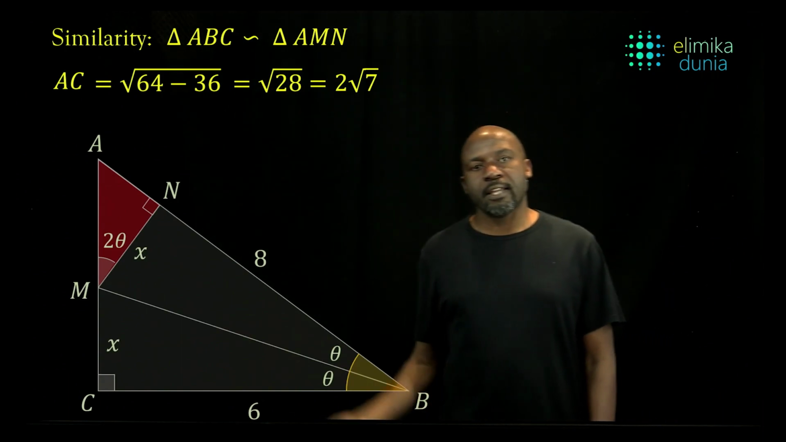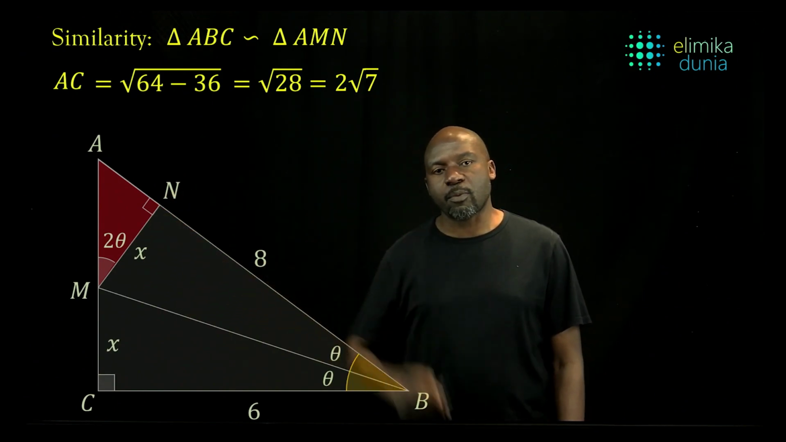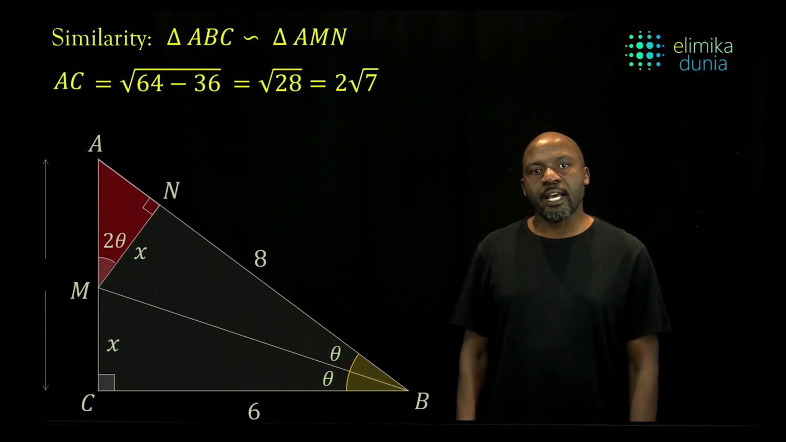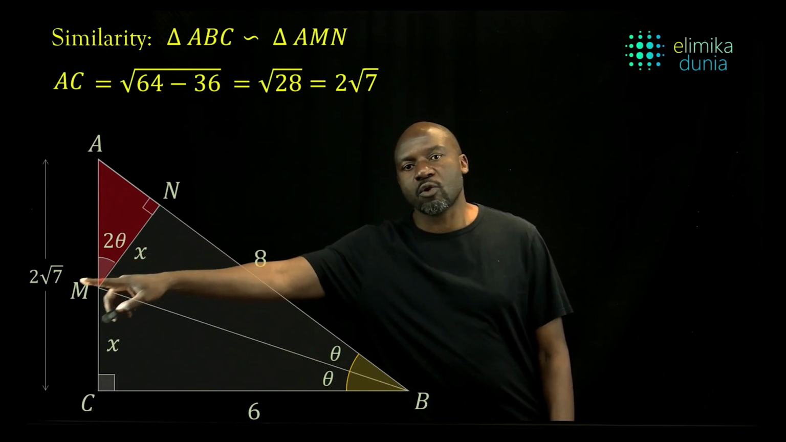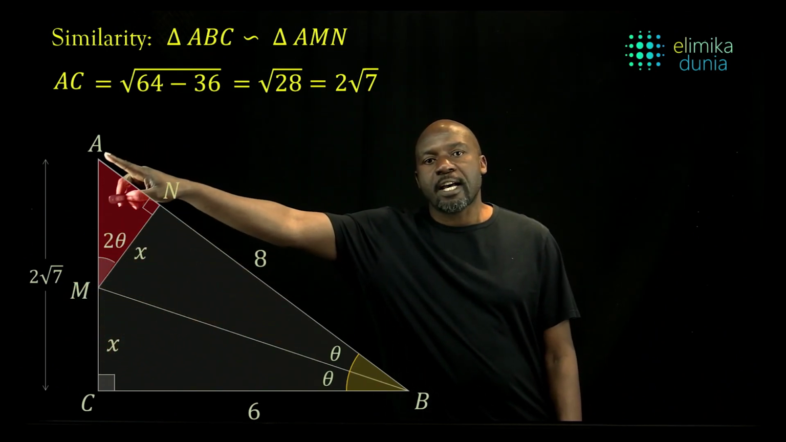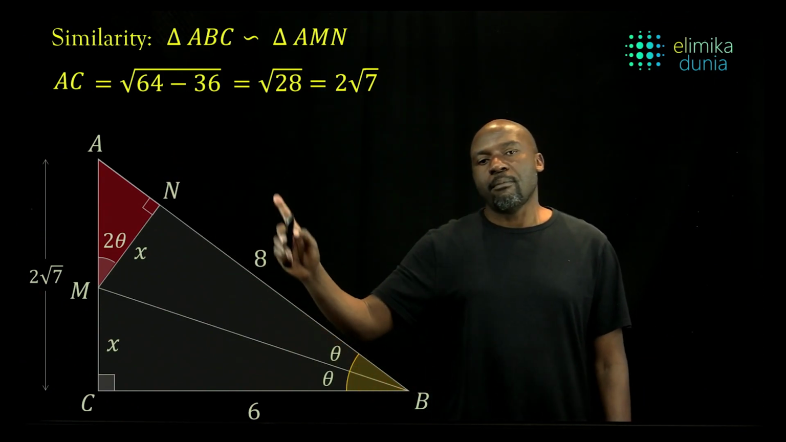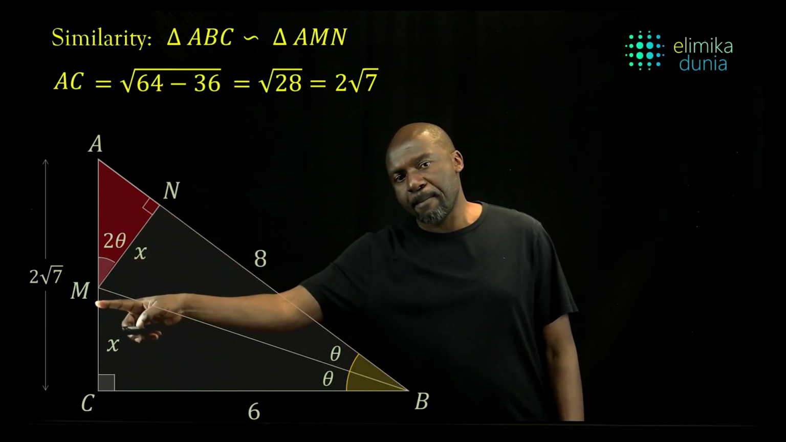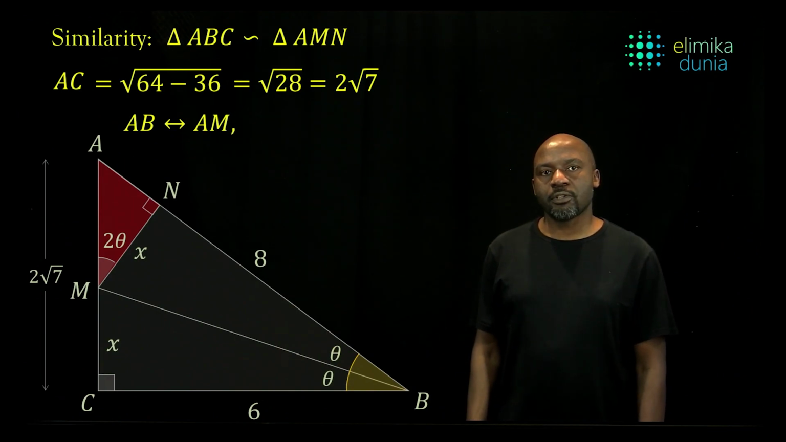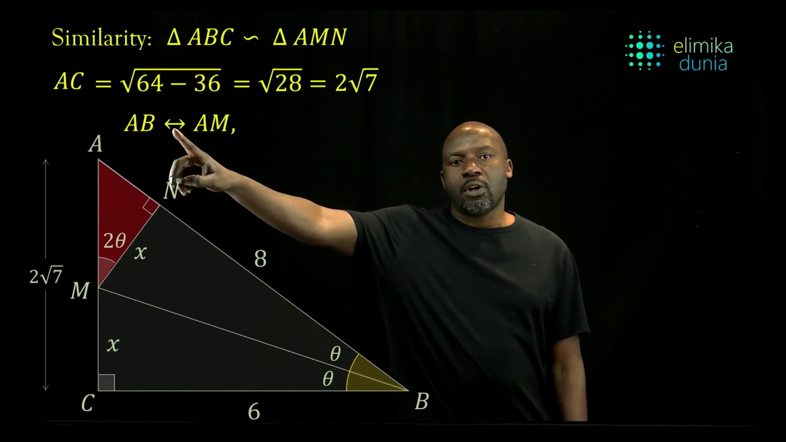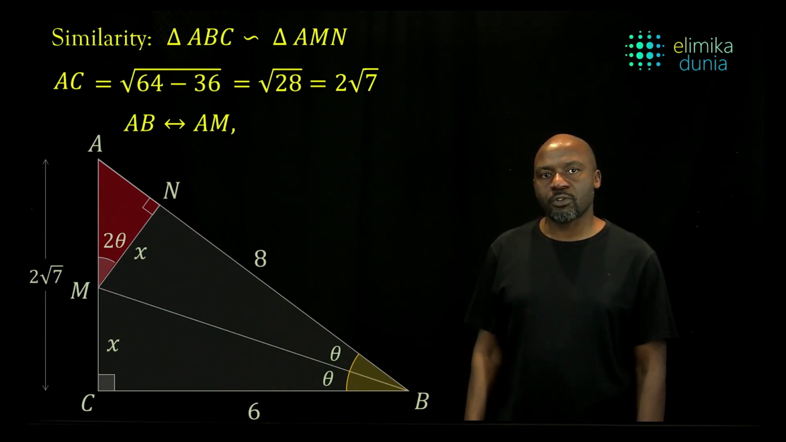Now we are saying the two triangles are similar, so we can look at the corresponding sides. Side AB there is 2 root 7, or if you like, you can write the square root of 28. So the side AB, which is the hypotenuse of the larger triangle, must correspond to the side AM, which is the hypotenuse of the red triangle. So AB corresponds to AM. The two-sided arrow there indicates that the two sides correspond to one another.